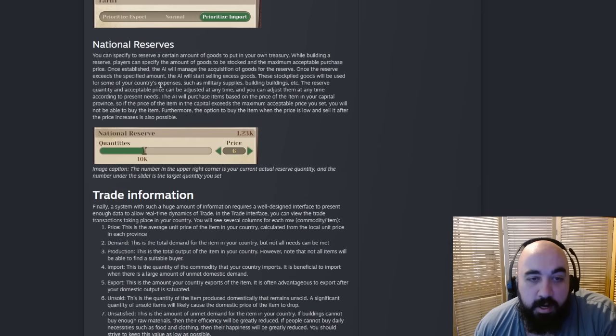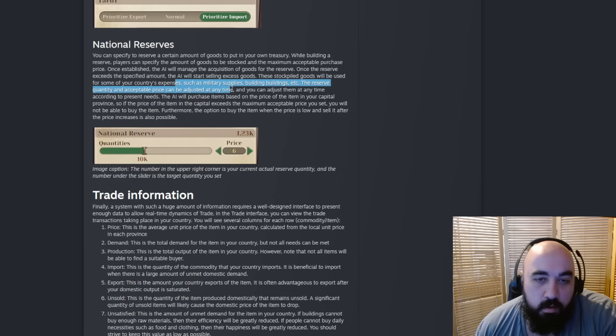I hope that if you set the price and it can be purchased locally for more, they should just sell off the reserve. Or maybe there's like a certain... I guess you would want it to be a dual price, one you buy at and one you sell at. Okay, it's stock time, trading time. And you can adjust them at any time according to your present needs.